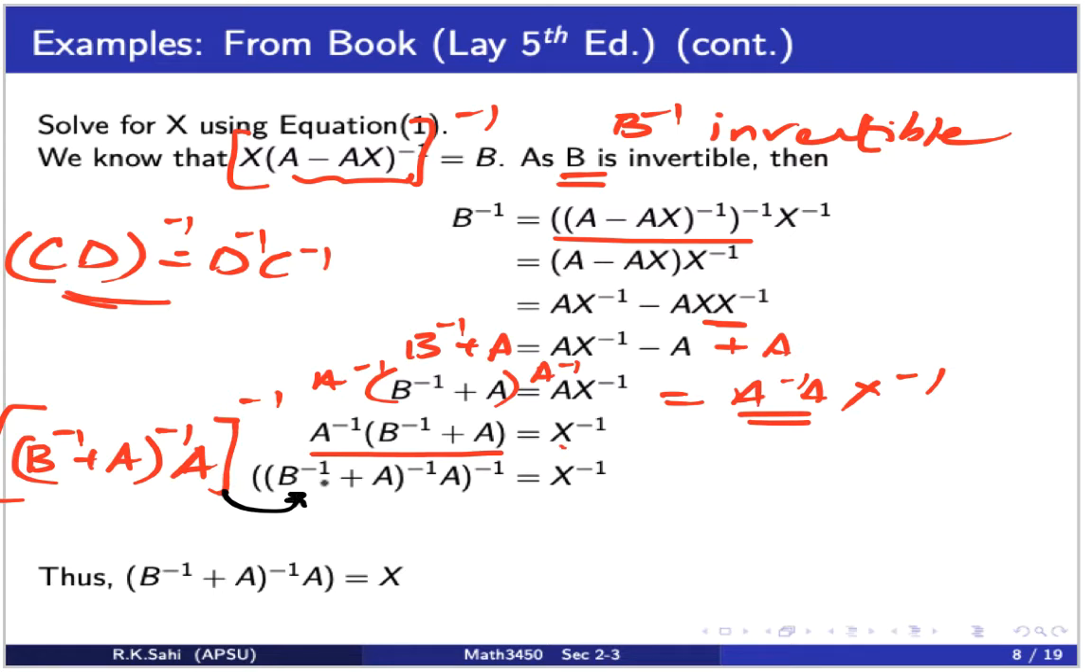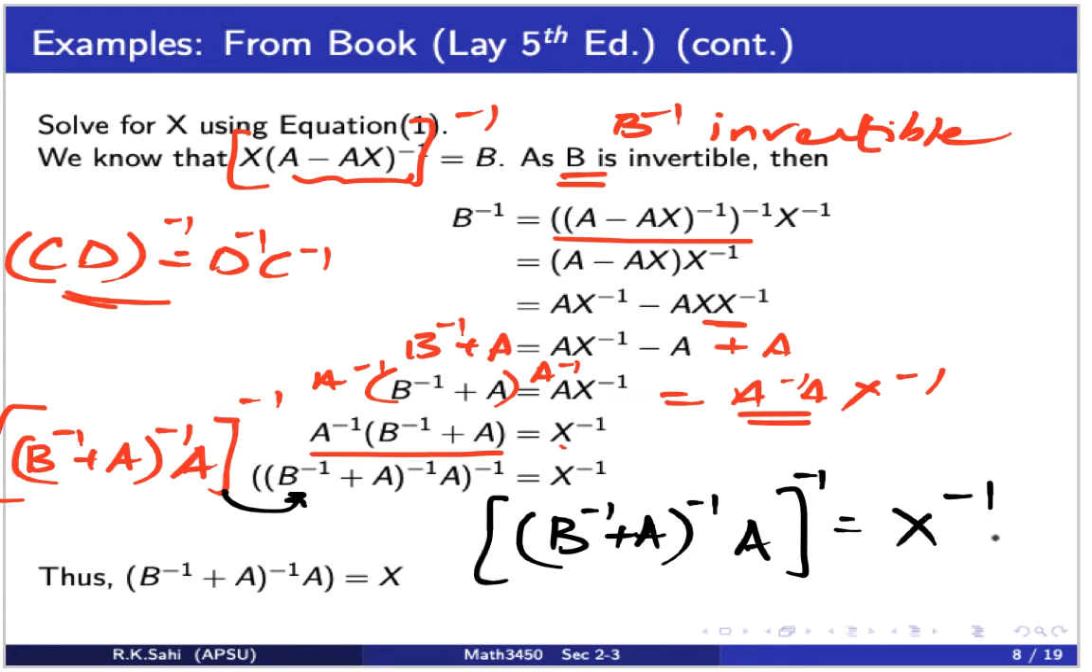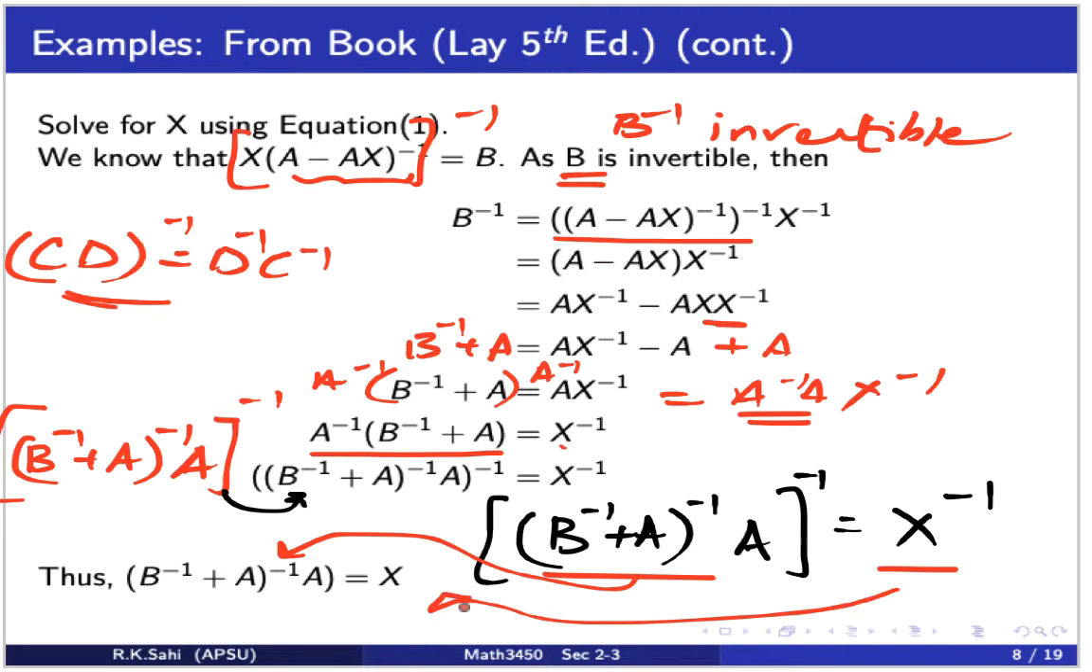Now notice this whole expression, I'm going to write it much more nicely. You have (B inverse plus A), the whole inverse, times A, and this little inverse equals X inverse. Now remember, by equality of matrices, if you're looking at the inverses, the inside part is the same. And that's what we're looking for, solve for X. So this comes here and the X comes here. And that's how we get the answer. So your final answer: X is nothing but (B inverse plus A), the whole expression inverse, times A.